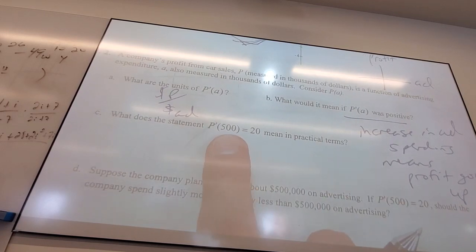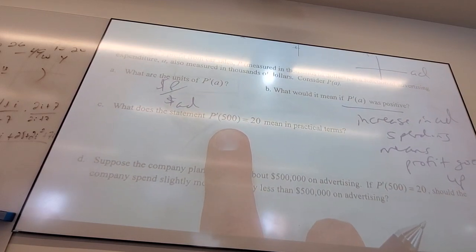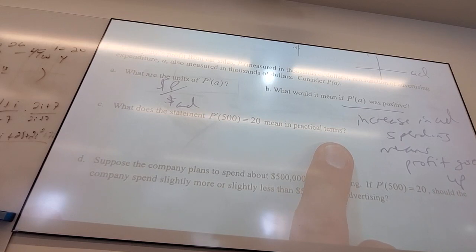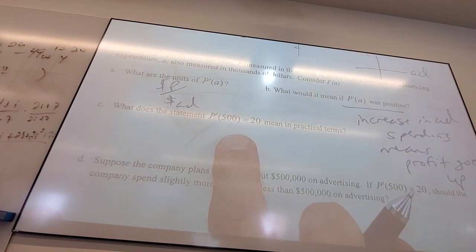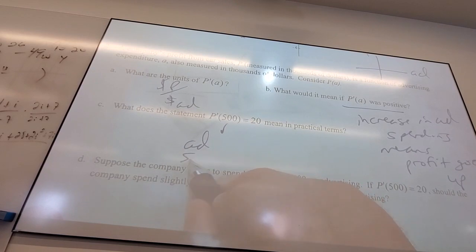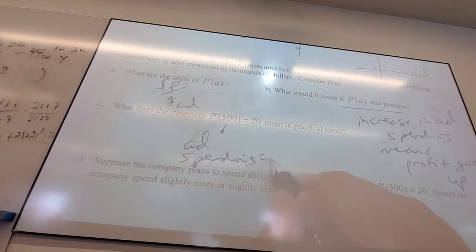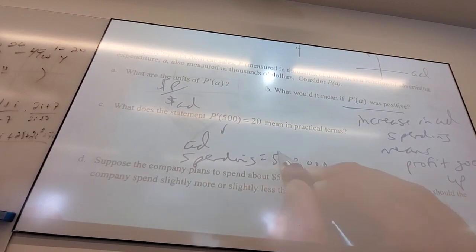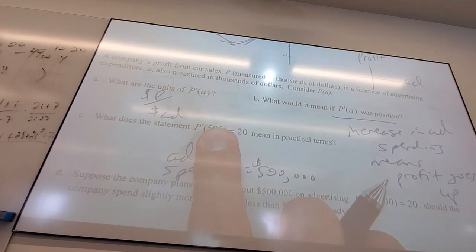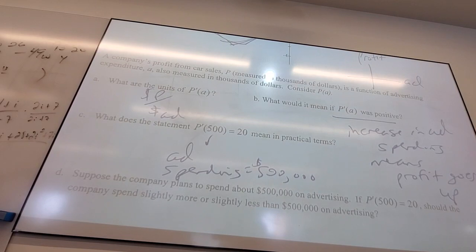Now I bring this in, so now I get much more specific. What does this statement mean? $500 and $500,000. So what are we currently spending on ads? 500,000. So current ad spending is $500,000. Everybody see where that came from? Because these are measured in thousands of dollars, and the input is advertisement spending. Yes. Okay, I like it.